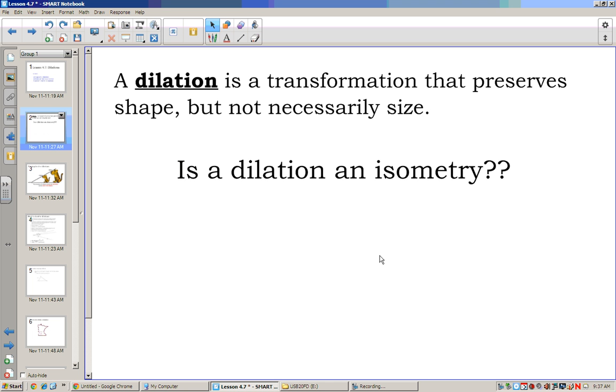A dilation is a transformation that preserves shape, but not necessarily size. So is a dilation an isometry? Hopefully you're screaming at the screen. No! It is not an isometry because an isometry has to preserve both size and shape, and dilations will change shape or size.